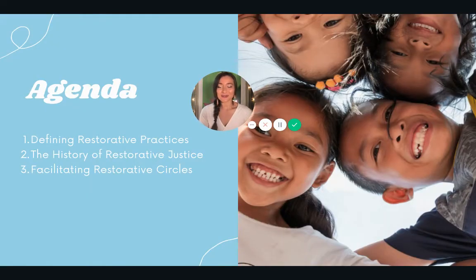So just to give you a brief overview of what we'll cover in this practice, we're going to go through defining restorative itself. We'll look at the history and the origins of restorative practices, and then we'll really get to the nuts and bolts of facilitating a restorative circle so that you can get out there and start gathering your own circles of humans, little and big.